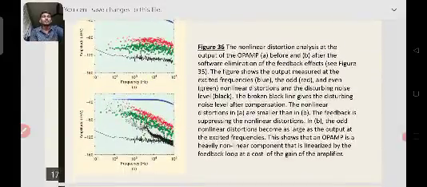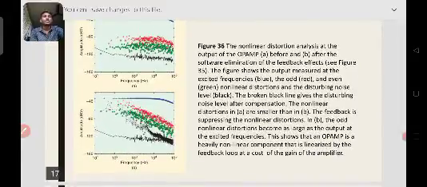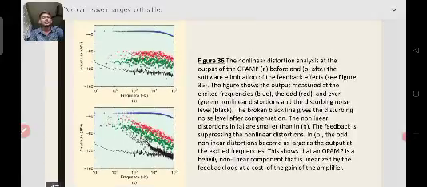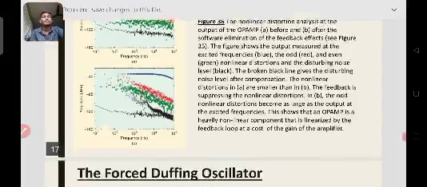Here figure 36 describes the nonlinear distortion analysis at the output of the op-amp before and after the software elimination of the feedback effects. So here you can see the amplitude in dB of one signal and another signal, which had different frequencies and different ranges of amplitude according to the frequency change.